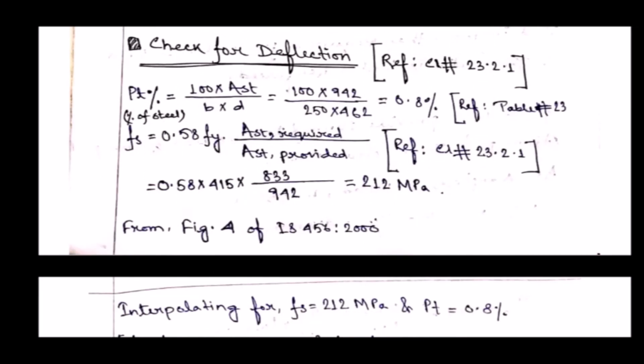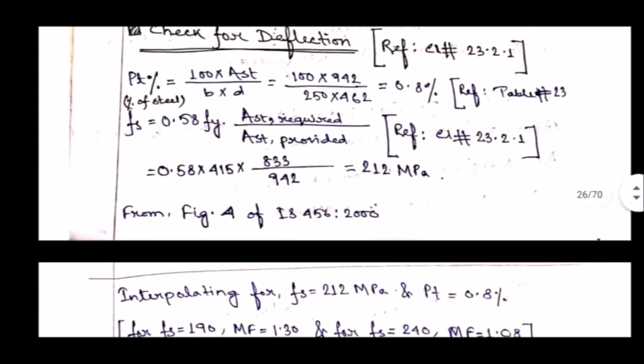So first of all, we have to find out the percentage of steel. It is very easy. AST, area of steel, by cross section BD into 100. That is equal to 100 into AST is 942, by B is 250, multiplied by D is 462. That is equal to 0.8%. Now Fs is equal to 0.58 Fy AST required by AST provided. So 0.58 into Fy is 415 into AST required is 833 by AST provided is 942. That is equal to 212 MPa.